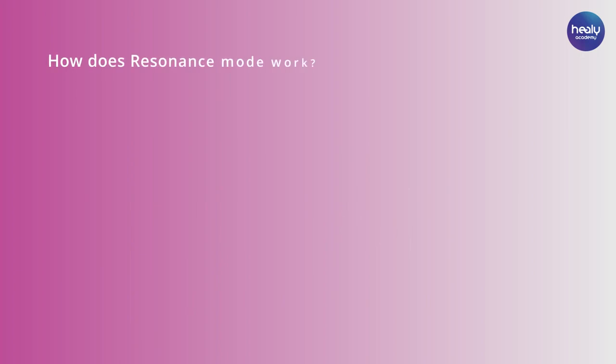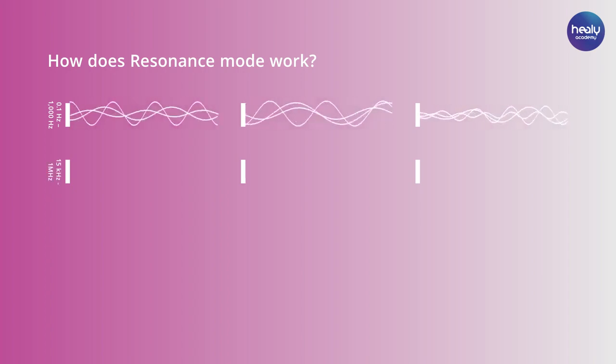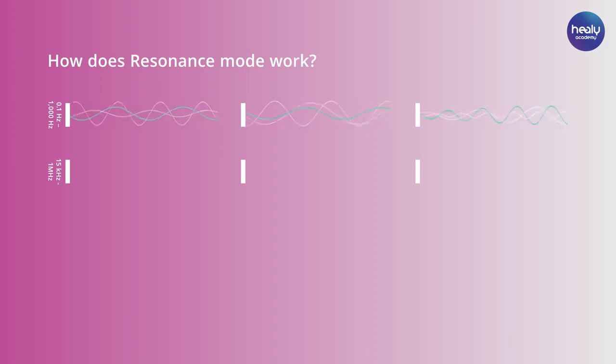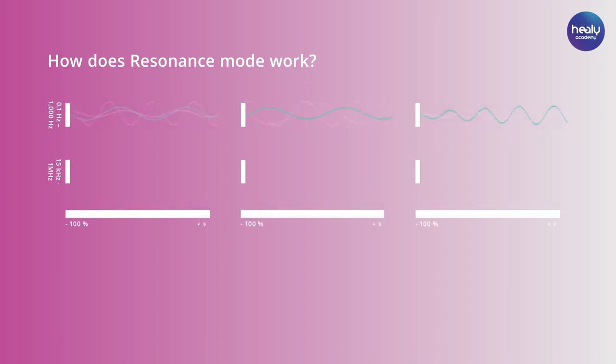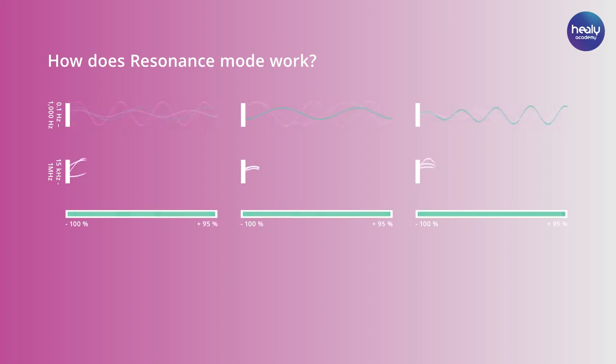How does resonance mode work? In resonance mode, three different frequencies are analyzed, either from the frequency band of 0.1 Hz to 1000 Hz or 15 kHz to 1 MHz. The two frequency ranges are used for different purposes. After analyzing the three frequencies, each of the frequencies is applied for 10 seconds. Then the progress is analyzed, meaning how long you're in resonance with the frequency. This progress ranges from -100% to +95%. When 95% is reached, the frequency is no longer applied.